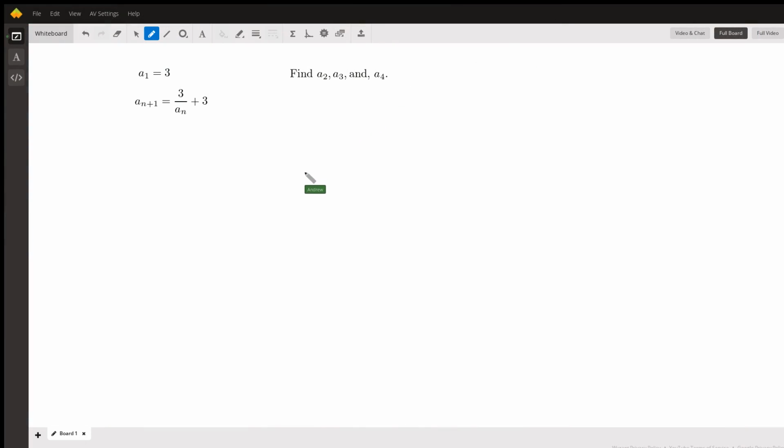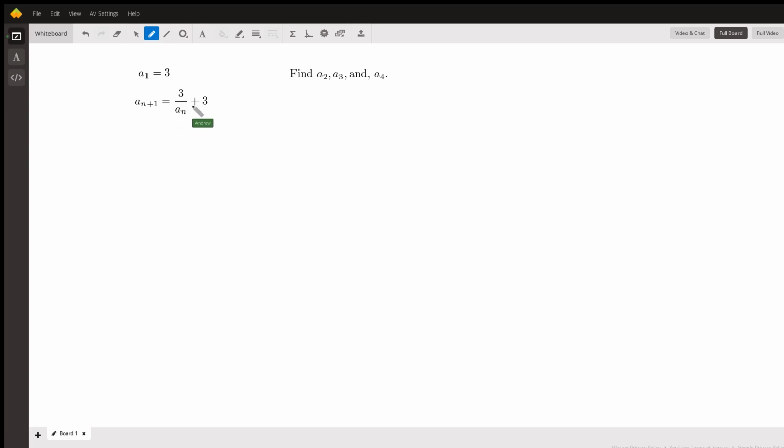I tutor a number of subjects, but today we're going to be looking at some sequences. The person that posted this question gave us that A1 in this sequence is equal to 3, and then we're given this recursive equation, A of n plus 1 equals 3 over A n plus 3.